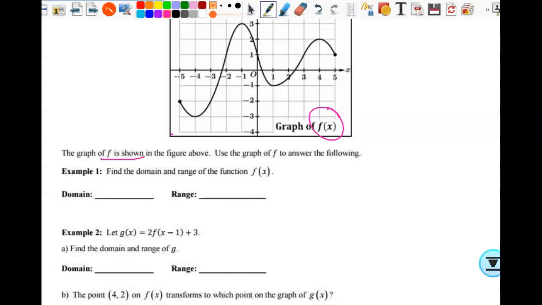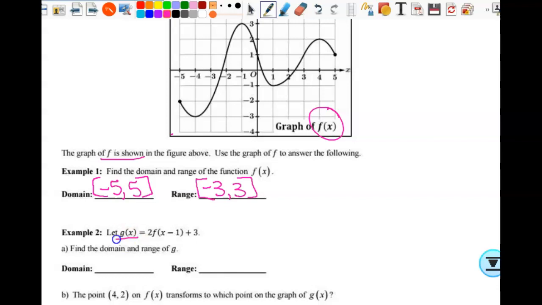Okay, so my domain is my set of all x's. My x's start at -5 and go all the way to 5. Do I include them? Yes, I do. Range, I start at -3 and go to 3. Do I include them? Yes, I do. So there is my domain and range of f, right? Piece of cake.